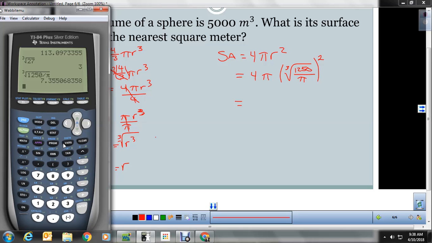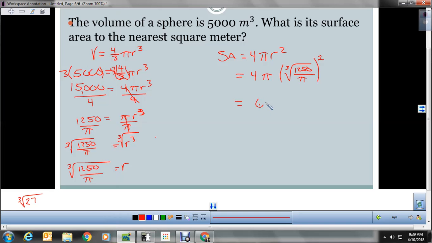So now I'm going to square it. I'm going to take and raise this to the 2nd power. That squares my radius. Now I'm going to multiply it by 4. So we're going to say times 4. And the last one is going to be times pi. So I'm going to multiply this answer times pi. And that gives me my answer of 679.8. And the directions say to the nearest square meter, which means this 8 is going to round this up to a 10, which is going to round this up to an 8. So we get approximately 680 square meters.